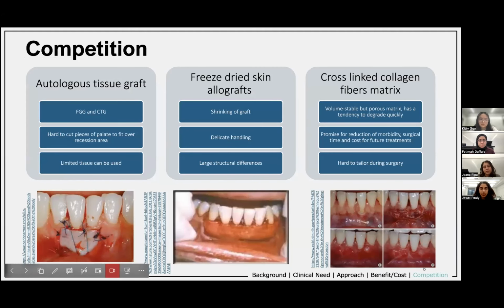So some of the competition that we have is the autologous tissue graft, or the current gold standard. So you have free gingival grafts and connective tissue grafts, which are very similar in the sense that they require cutting pieces of the palate to fit over the recession area. And because you're taking pieces from the palate, only limited tissue can be used. There are freeze-dried skin allografts for larger recession areas, which have a tendency toward graft shrinking during healing, as well as delicate handling, and large structural differences between these grafts and gingival tissue. And then there's the cross-linked collagen fibrous matrix, which even though it's volume stable, is very porous and can degrade very quickly, and is also very difficult to tailor during surgeries.